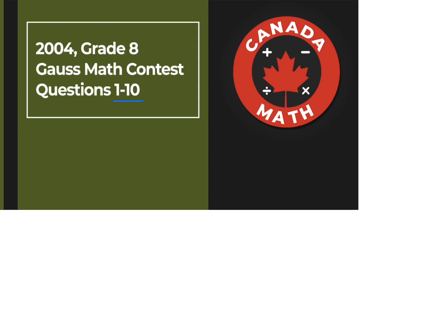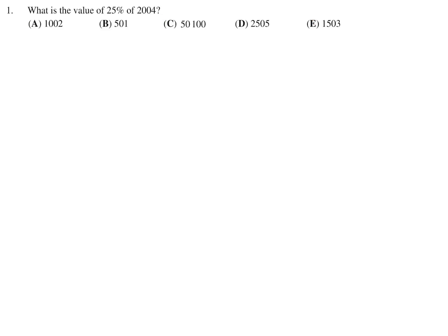Questions 1 through 10 on the 2004 Grade 8 Gauss Math Contest. What is the value of 25% of 2004? So 25% is 0.25, and you multiply that by 2004. And this would be exactly a quarter of 2004, which is 501. And that would be choice B.